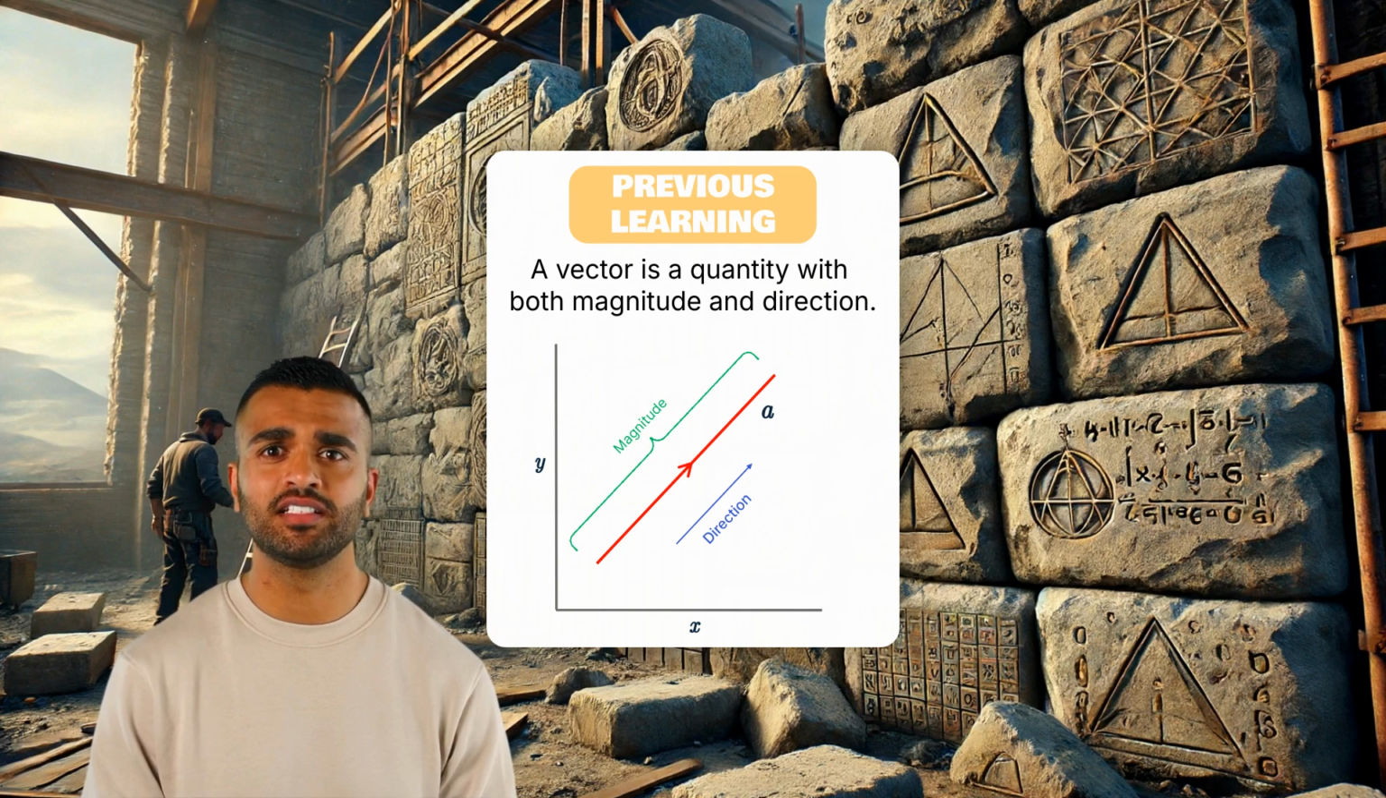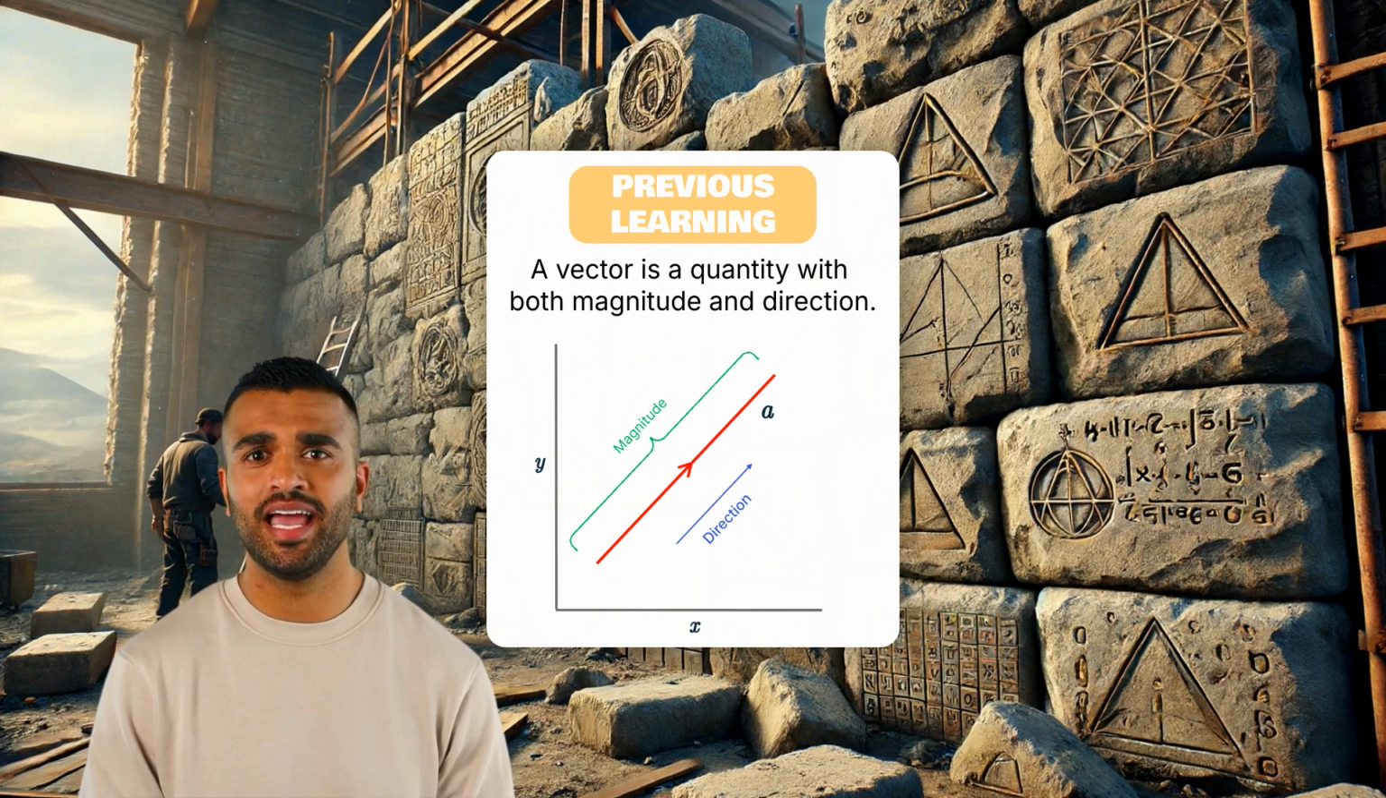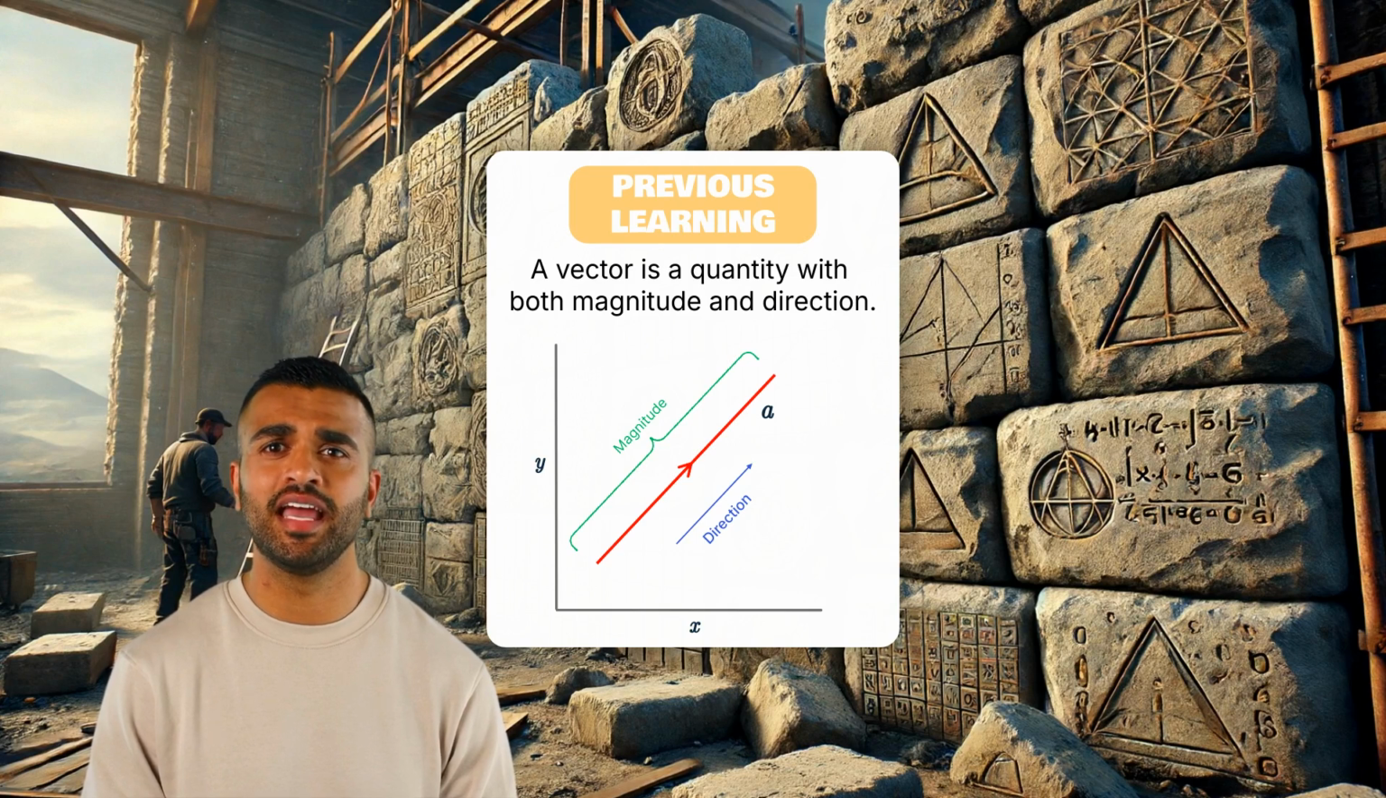In notation, vectors can be denoted by a letter with an arrow above it, or simply as a letter in bold. In two dimensions, a vector can be written in terms of its components. For example, v equals vx, vy, where vx and vy are the components in the x and y directions, respectively.